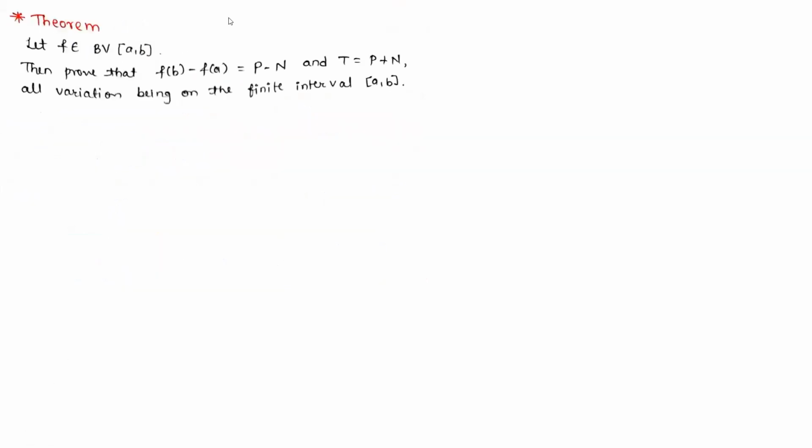Now next is the theorem. The statement says that if f is a bounded variation function, then we have to prove that f(b) minus f(a) is equal to P minus N, and the total variation T is equal to P plus N, and all variations being on the finite interval [a, b]. So let's start with the proof.